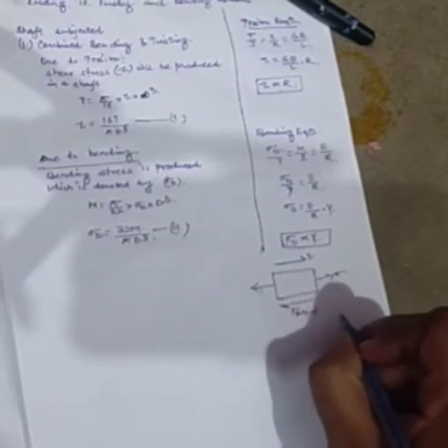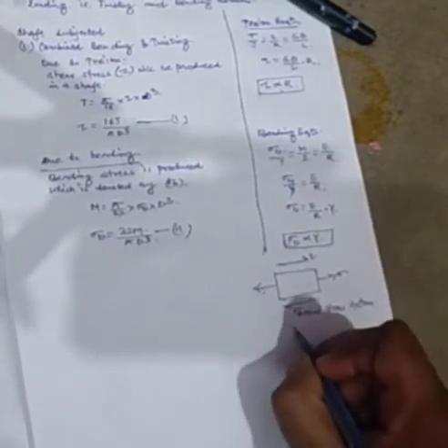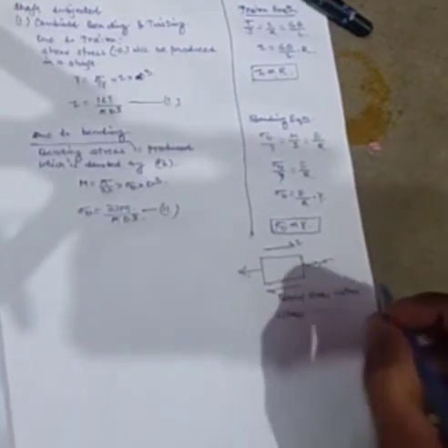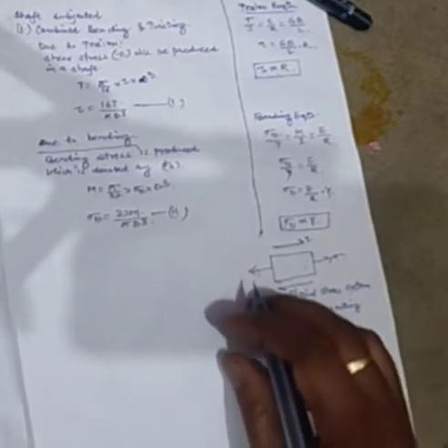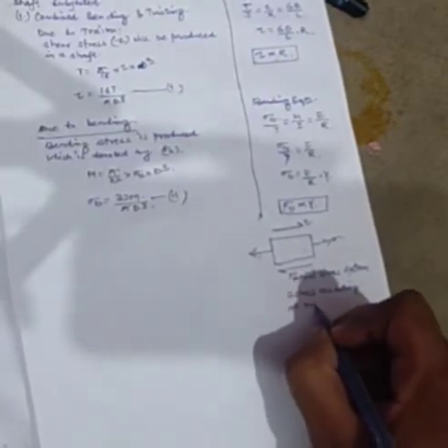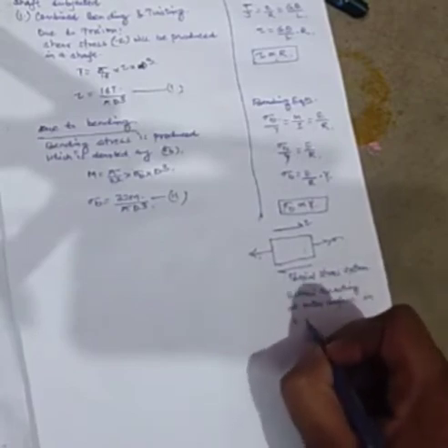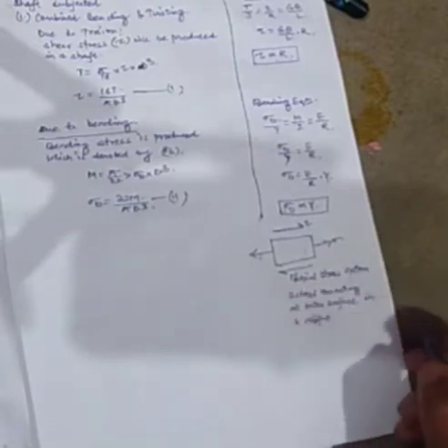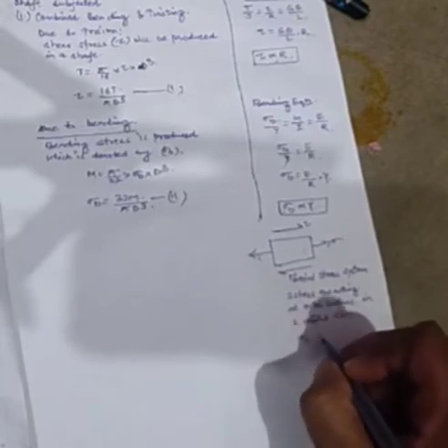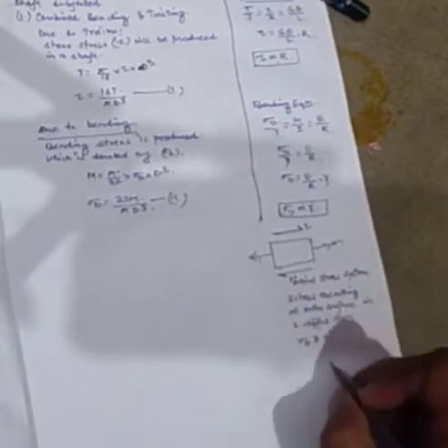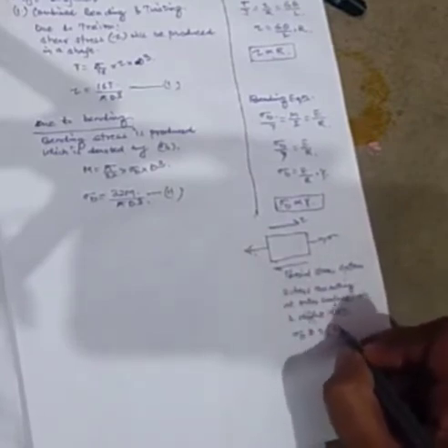Biaxial stress system. Why? Because two types of stress are acting at the outer surface in two different directions. Okay. So this was the case, sigma b and tau. These are two types of stress.